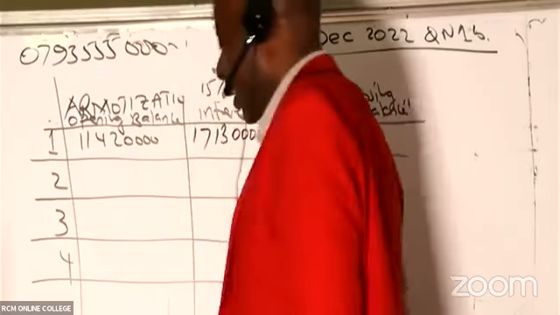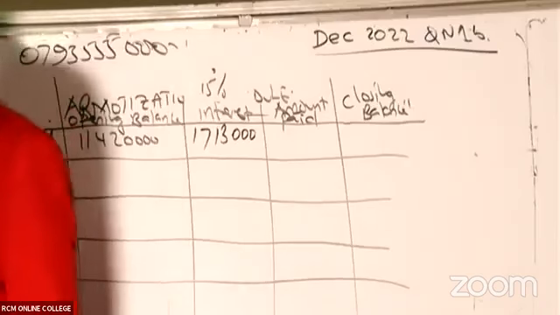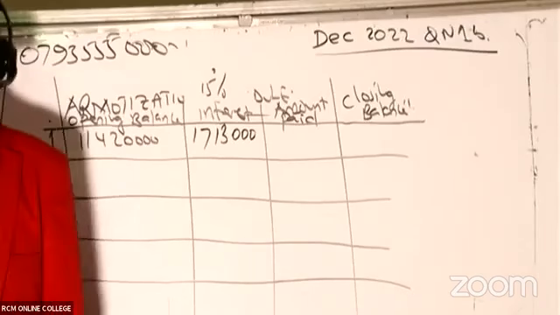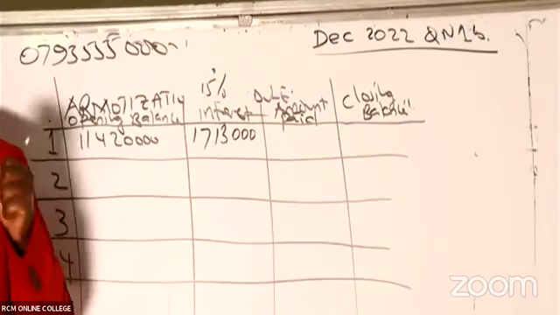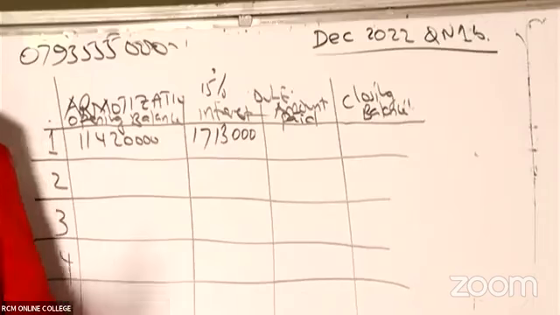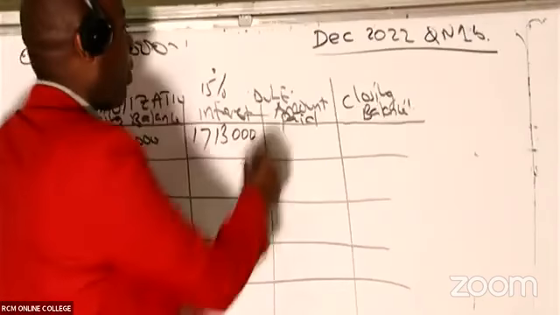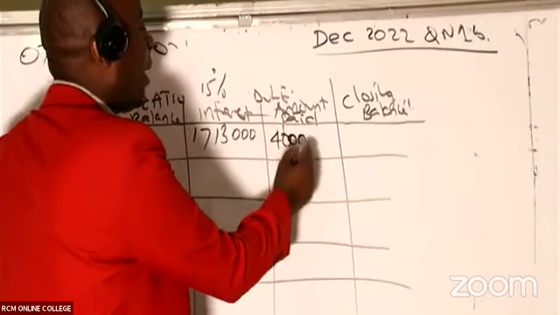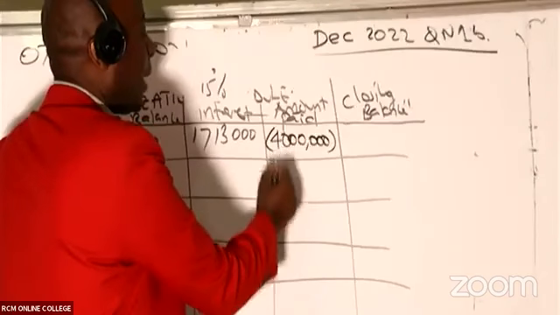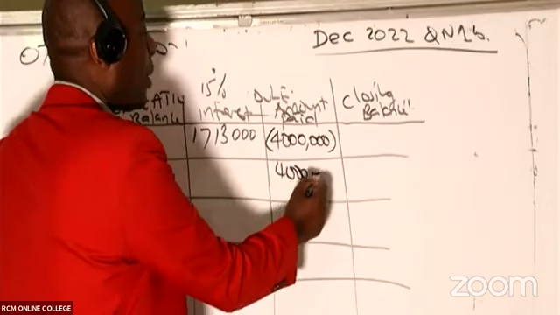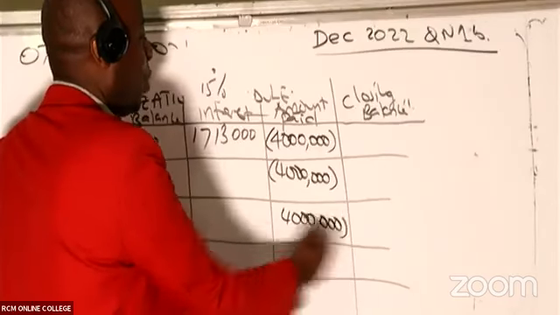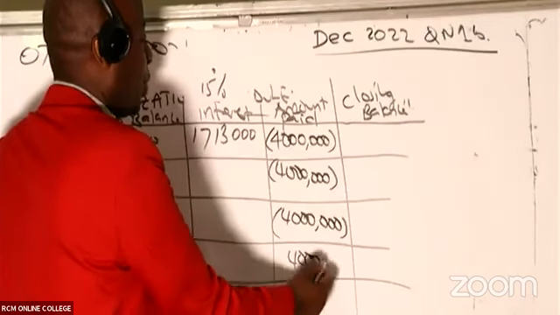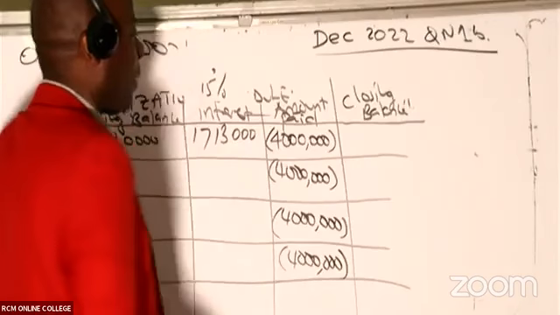But now remember, this gentleman who has our asset is going to pay us something. Are you able to remember the lease rentals? How much are we going to be receiving from this gentleman? 4 million every year. So remember, this amount received or paid shall always be in brackets, and this will always be constant for 4 years, like that.